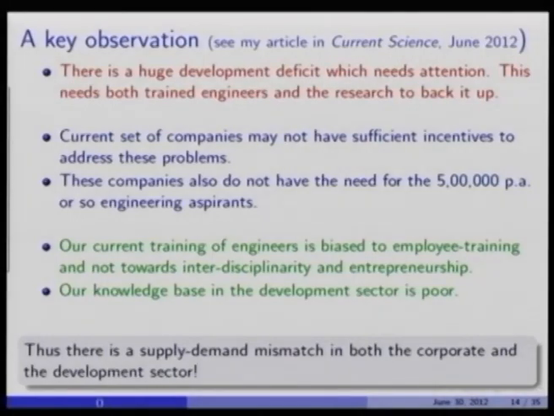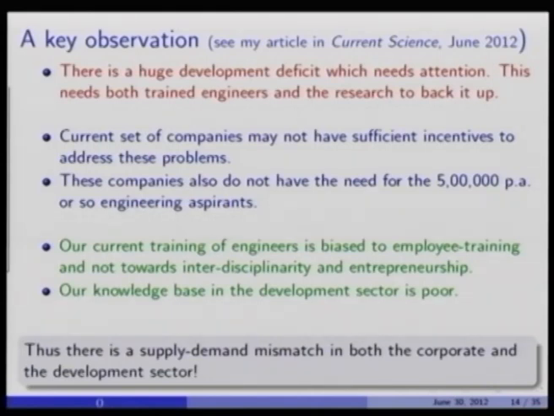So for example, now there is a drought. What is a bad thing which is likely to happen? That a lot of our people are not going to get water, right? Now we don't want that to happen, correct? But can we pay for it? Do we have mechanisms to pay for it? That is the question. So the current set of companies may not have sufficient incentives to address these problems, right?